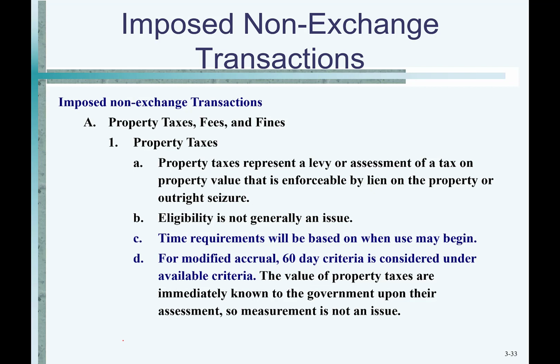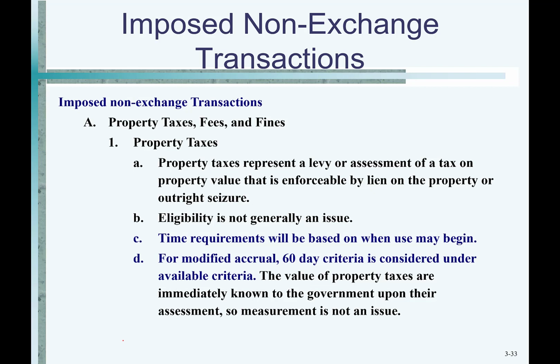I mean in 2020, yes. May use begin in 2019? No. So when I mail those tax bills out, I have not met the time requirement, right? So since I haven't met the time requirement, you don't have to worry about eligibility for property taxes. And if I've met eligibility but not time, I have a deferred inflow, don't I?